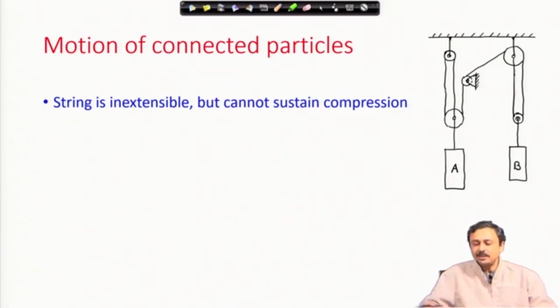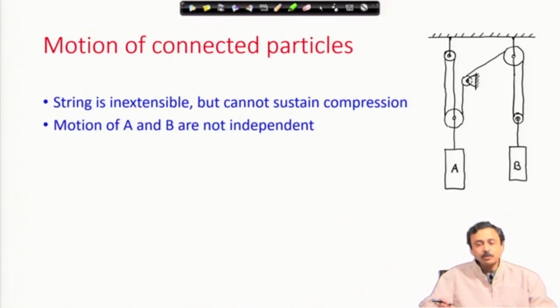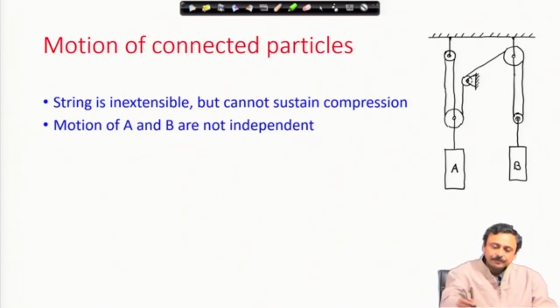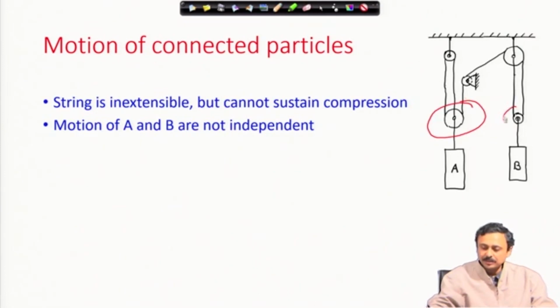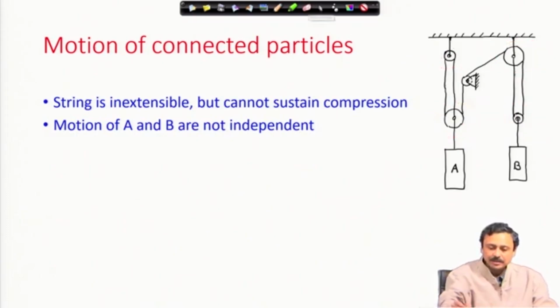If you start compressing, then motion of A and B can be very different, but if you can keep the cords under tension always, then motion of A and B are related. So, they become connected particles. Therefore, motion of A and B are not independent, and this is what we want to find out: how to relate motion of A and B. What you will observe is that here the complicated parts are these pulleys, and that is what we are going to analyze.